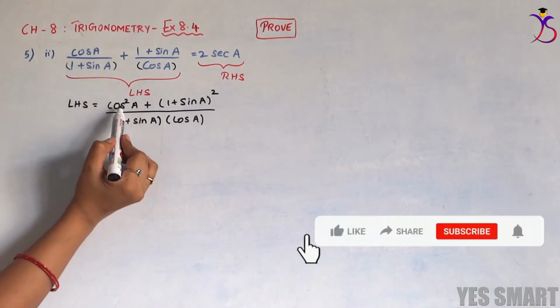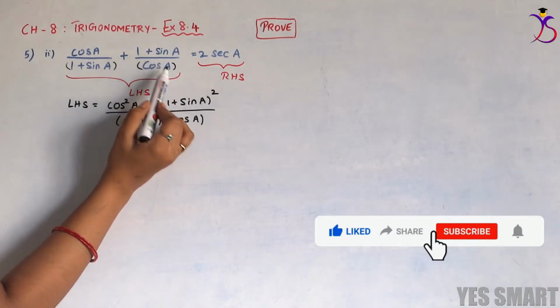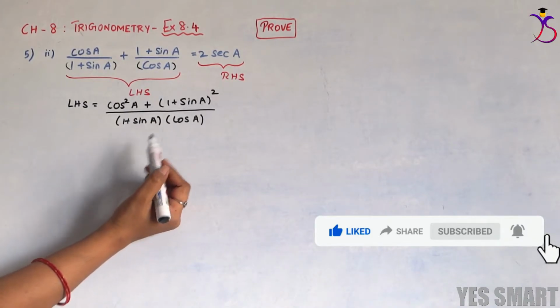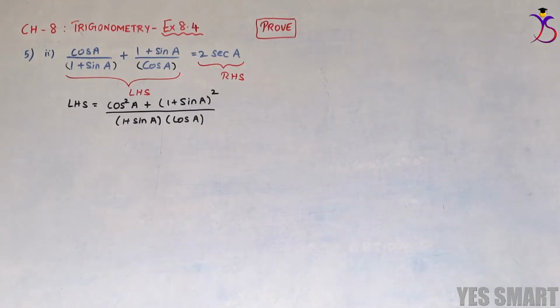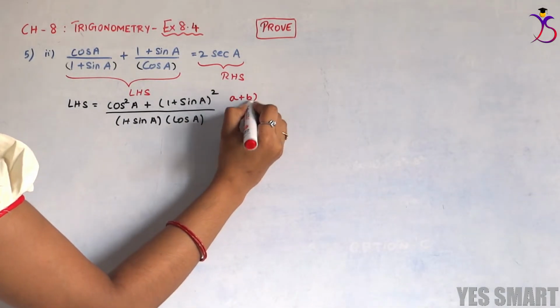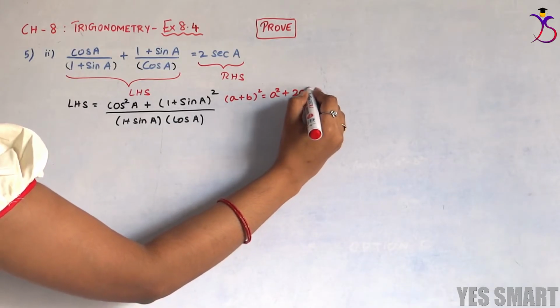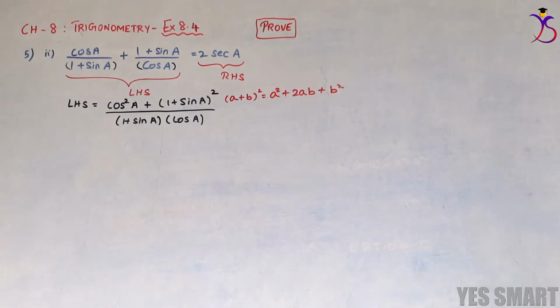Similarly, in the second fraction, we don't have 1 plus sin a. So we are supposed to multiply 1 plus sin a to both numerator and denominator. Hence the numerator becomes 1 plus sin a the whole square. In the denominator, we will just write the product of these terms. Now in the numerator, this term is in the form of a plus b the whole square, which is equal to a square plus 2ab plus b square. So I am just going to expand the numerator using this identity.